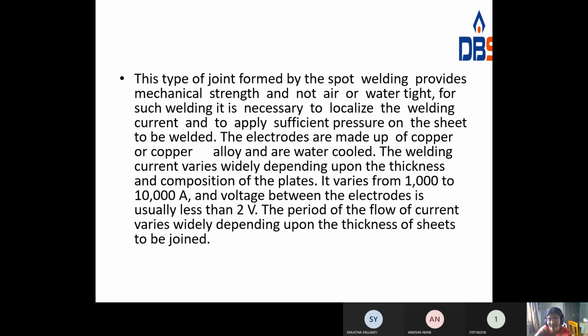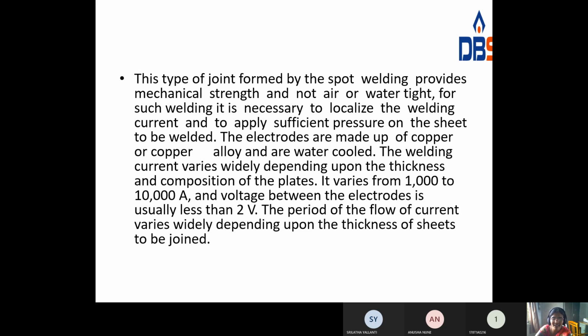The current used for the welding process depends upon the thickness of the metal plates which are to be welded, and it varies from 1000 to 10,000 amperes. The voltage between the two electrodes is usually less than 2 volts.